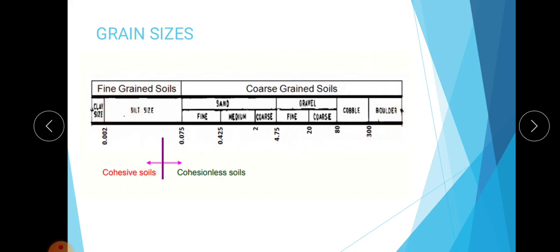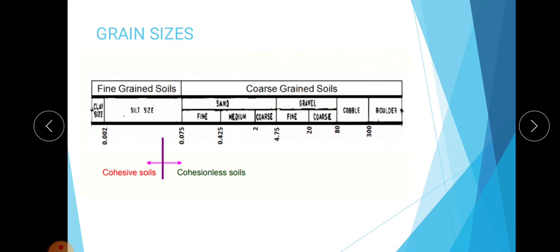Fine grained soil means size less than 0.075 mm, that is based on 75 micron. The particle with size less than 75 micron, where 75 micron means 0.075 mm, is fine grained soil, and greater than 75 micron it is coarse grained soil, and these are again classified into different subdivisions. So you should learn all these sizes by heart. So this is about grain size.